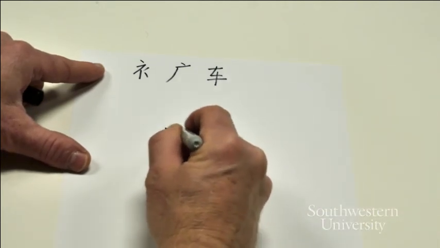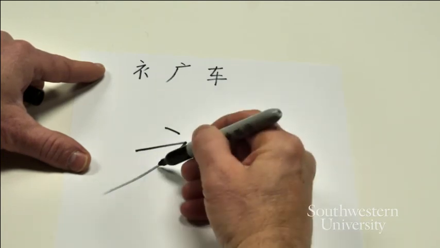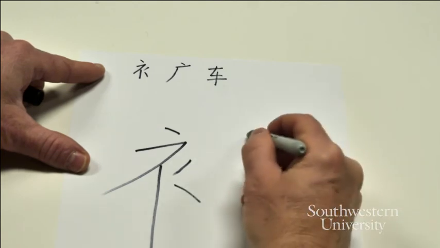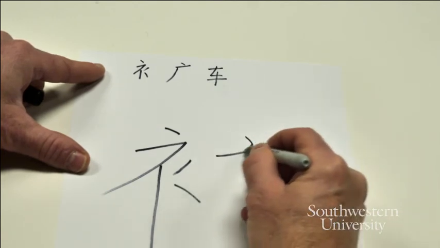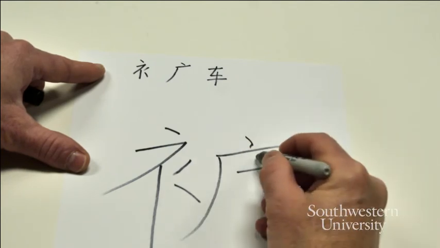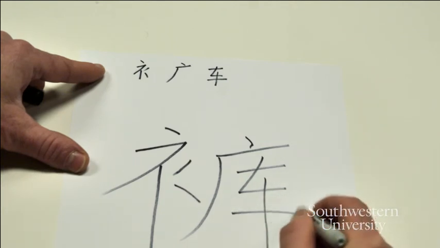To write the character, we have dian, heng, pie, shu, dian, dian, dian, heng, pie, heng, pie, zhe, shu, heng, ku.